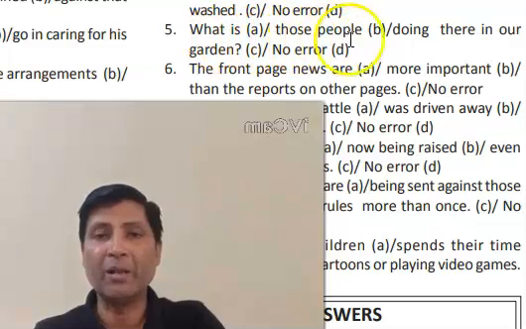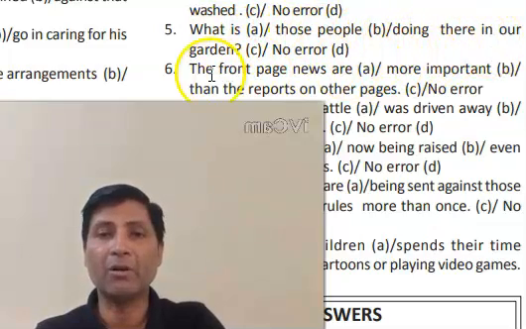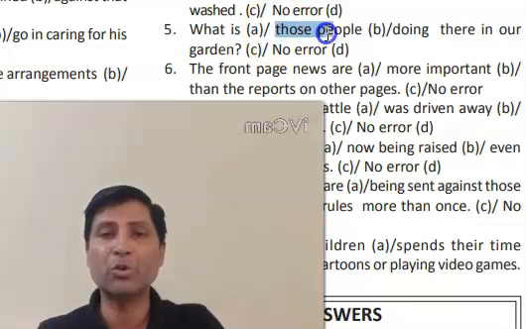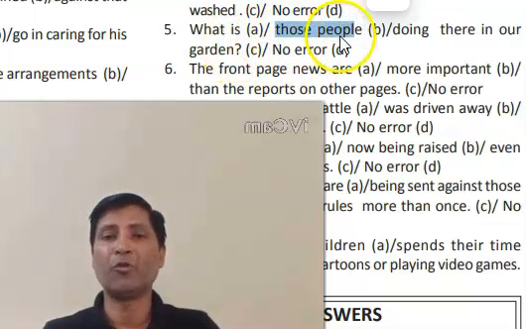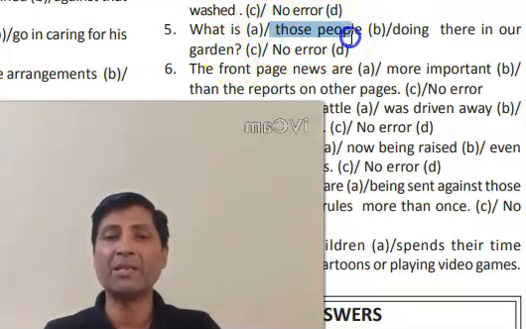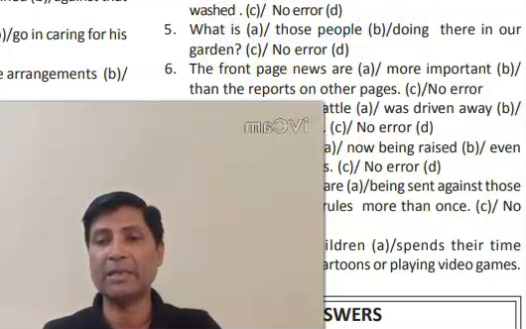What is those people doing there in our garden? Again, the subject is those people here, and therefore it is plural. People is plural, we have discussed. Therefore, the verb is singular, but the verb should be plural. Now, question number 6.